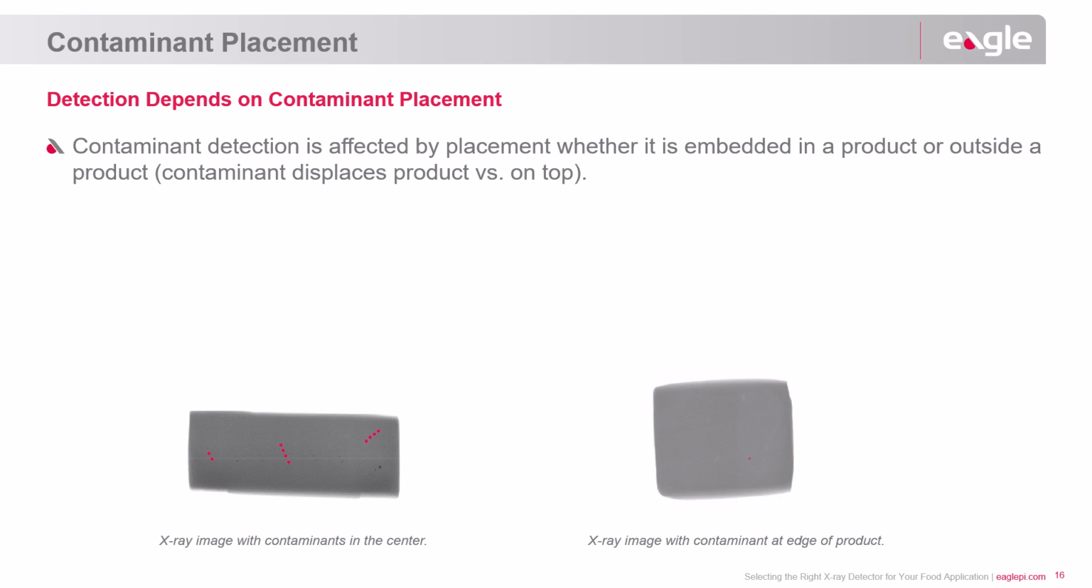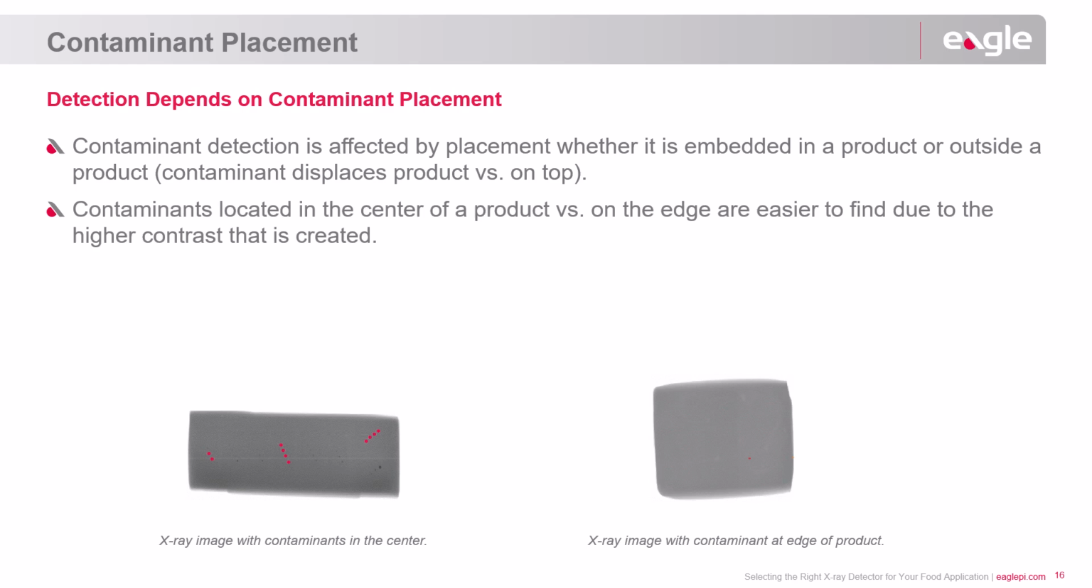For instance, in the far right image, there is a contaminant located at the very edge. This represents a challenging detection scenario because it blends in with the uniform gray background on the left. Detecting contaminants in such positions can be quite difficult.